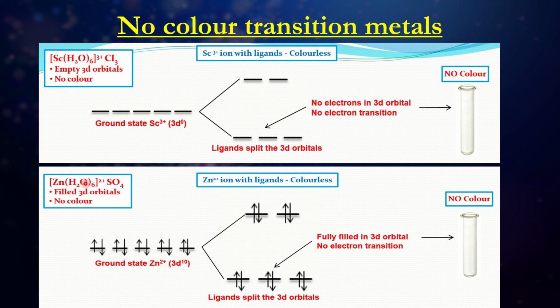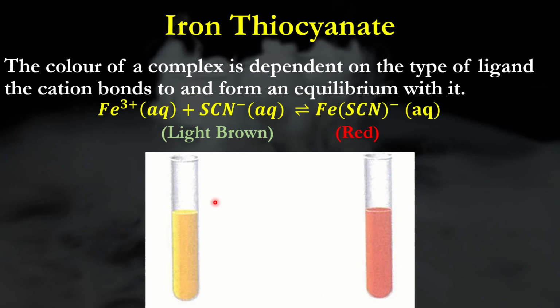We also have zinc with a bit of ligands there. You can see that we have split the shell, or 3D shell. However, there can't be any transitions because the shell is completely filled. So that's why zinc cannot have a distinct color in this particular scenario here, even though it has ligands, even though there's splitting. There are no transitions, you can't see any color change.